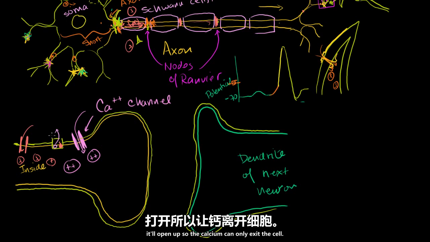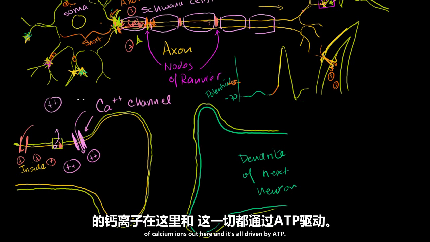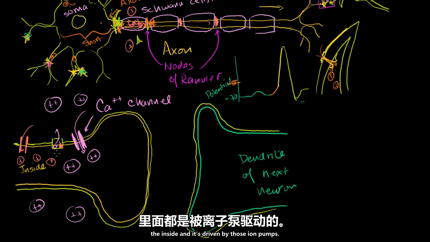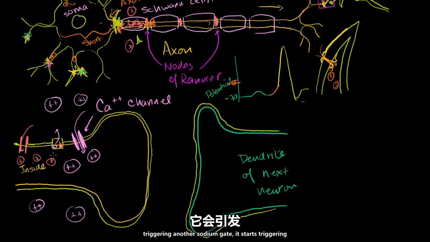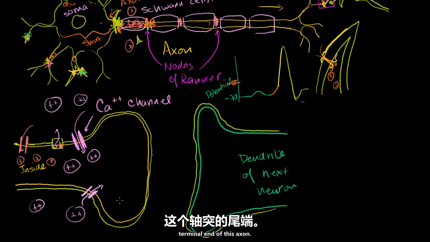cell. So it's just like the sodium potassium pumps, but it's good to know that in the resting state you have a high concentration of calcium ions out here, and it's all driven by ATP, a much higher concentration on the outside than you have on the inside. It's driven by those ion pumps. So once you have this action potential, instead of triggering another sodium gate, it starts triggering calcium gates. And these calcium ions flood into the terminal end of this axon.